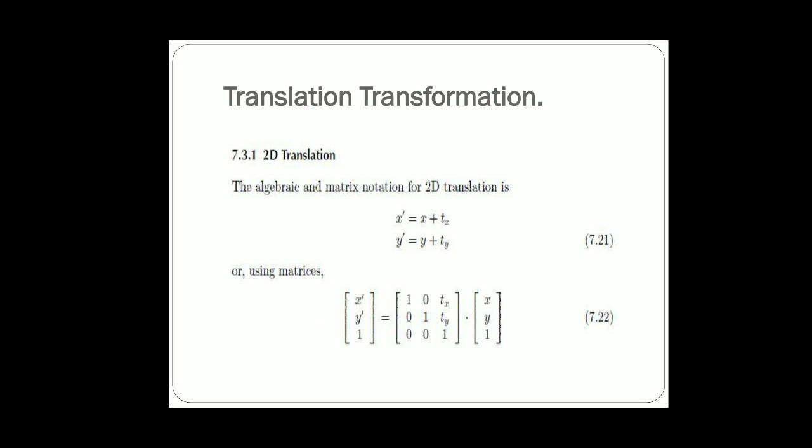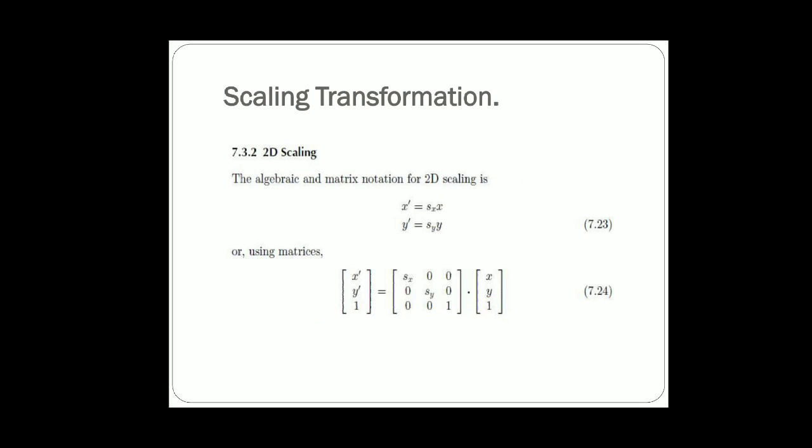And using matrices, it will be [x' y' 1] is equal to [1 0 0; 0 1 0; tx ty 1] into that dot product is multiplication [x, y and 1]. So this denotes your 2D translation algebraic method. Now that is just the algebraic method, and this is matrices notation.